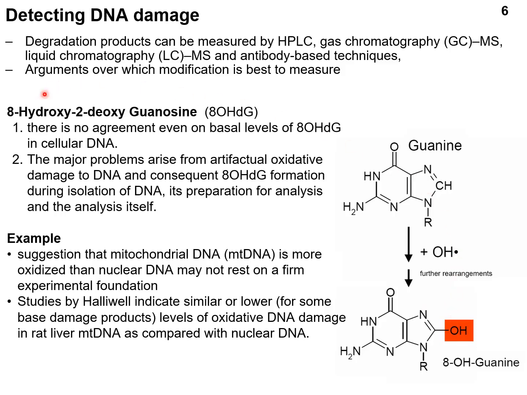Now, there is a major issue in measuring this compound: during the preparation of your sample, where you need to extract the DNA, you can end up with artifactual oxidation. And if that happens, then there is the potential to produce misleading results. Let me give you an example. One of the suggestions is that mitochondrial DNA is much more oxidized than nuclear DNA. The problem is that that's not necessarily true.